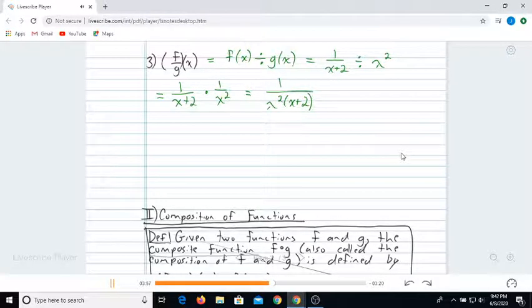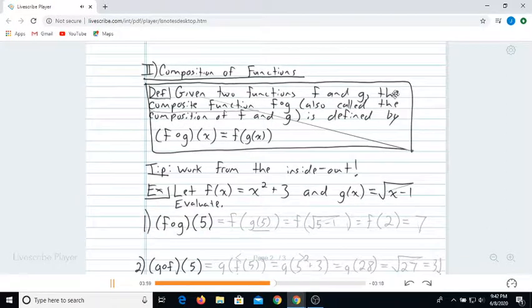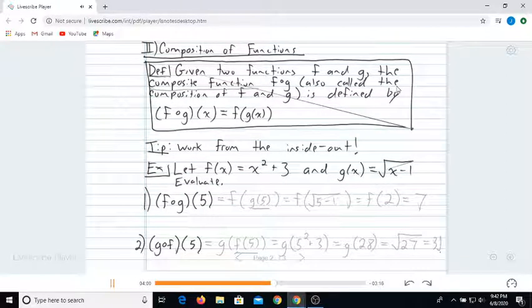Let us now discuss composition of functions. So given two functions f and g, their composite function is defined as follows. Note that little open dot denotes composition, it is not the letter O, and it reads from left to right. So f composed with g equals f of g at x. So you want to work from the inside out. Let's go ahead and look at an example here. So you read from left to right.